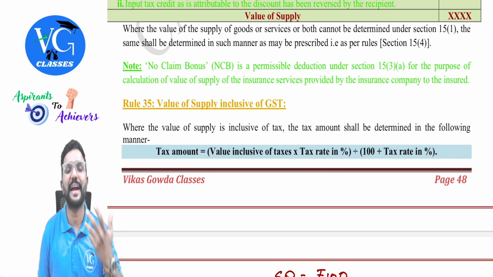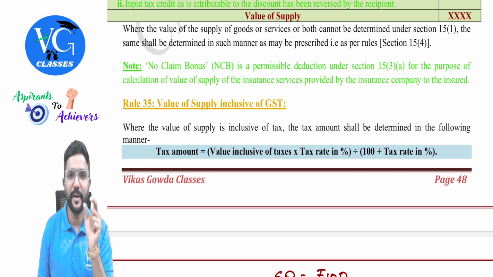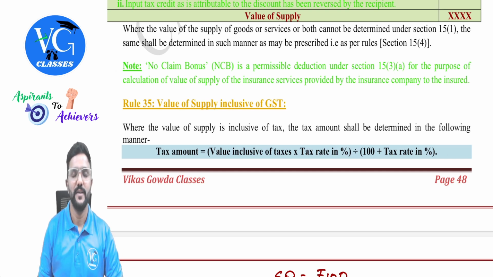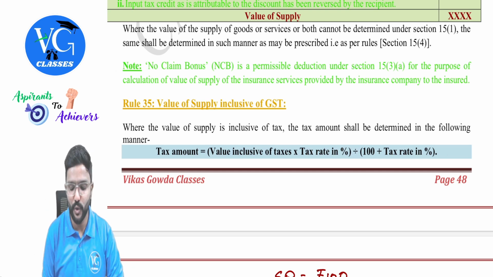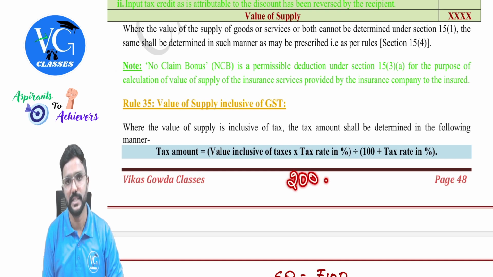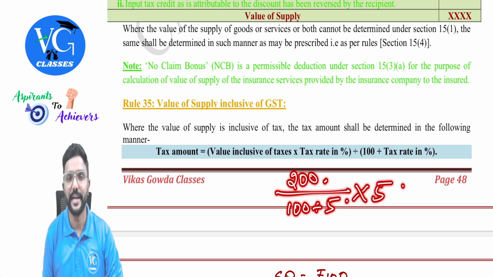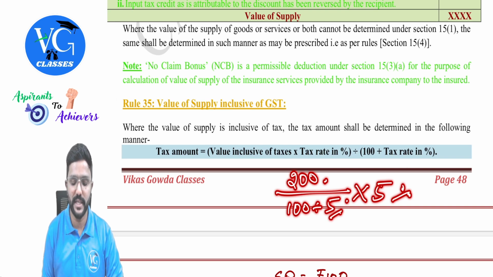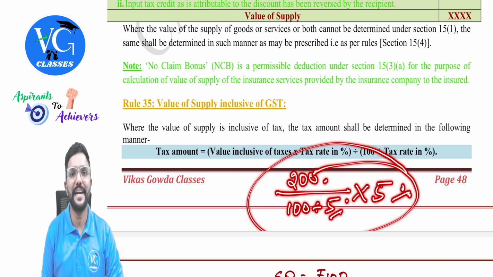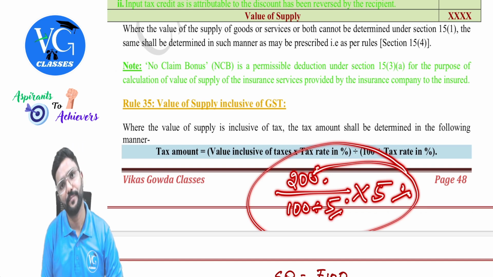Especially with respect to pre-packed items. Okay, where MRP already includes the GST. For example, assume the selling price is 200, which includes 5% GST. So what should we do? 200 rupees divided by 100 plus 5, that is 5%, into what is the actual GST rate? 5. See, in both the numerator as well as denominator, you can consider percentage or else you can ignore it. So what is the GST amount? 200 divided by 105 into 5.